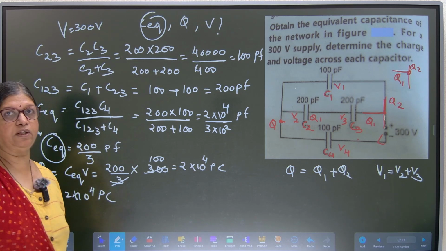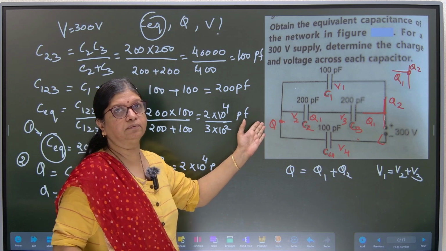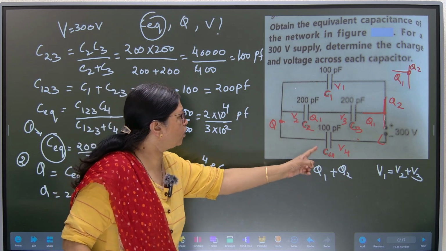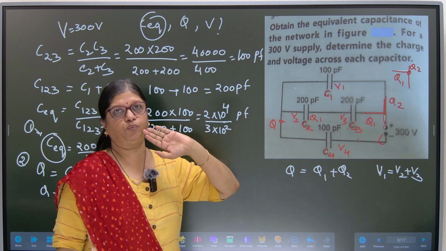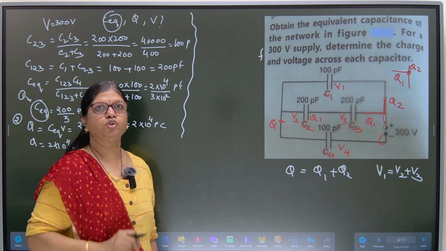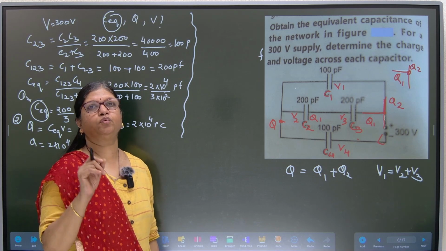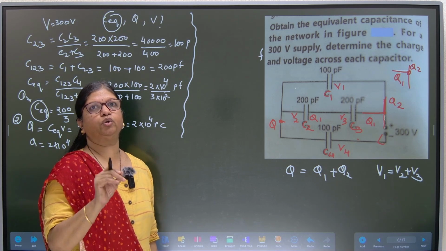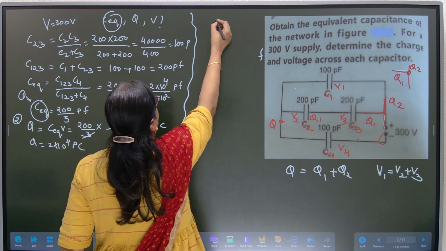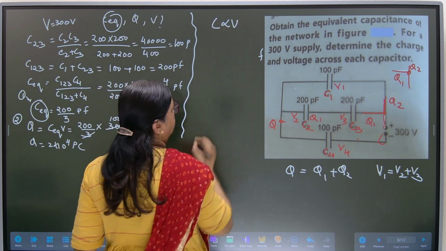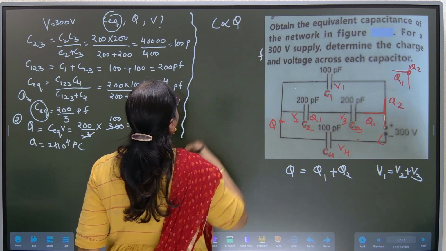Fine. Now we will use the ratio method to distribute Q1 and Q2. Q is already with us. Fine. So we don't have to worry for Q. Okay. So let us now use the ratio method to find out Q1 and Q2 distributed in these two branches. Okay, we know C proportional to Q.